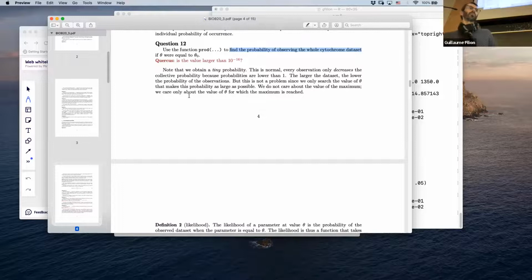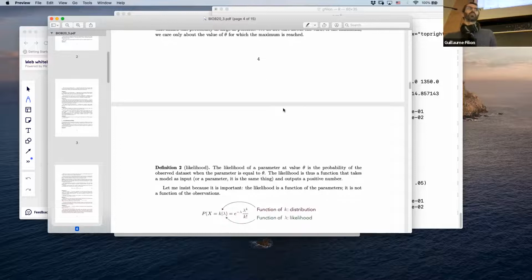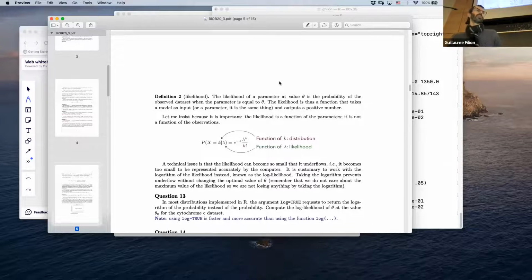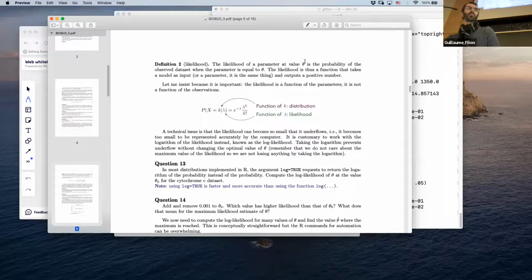We do not care about the value of the maximum, we care only about the value of theta for which the maximum is reached. The maximum itself is irrelevant. The question is, if I change theta 0 now, will I get a bigger probability or a smaller one? So, likelihood. The likelihood of a parameter at the value theta is the probability of the observed data set when the parameter is equal to theta. The likelihood is thus a function that takes a model as input, or a parameter, it is the same thing, and outputs a positive number. It's an extremely important figure here.